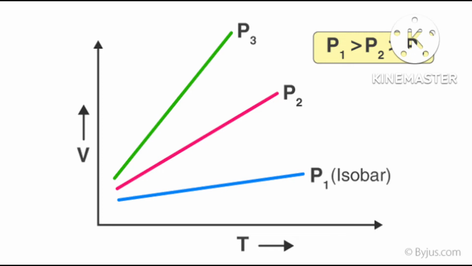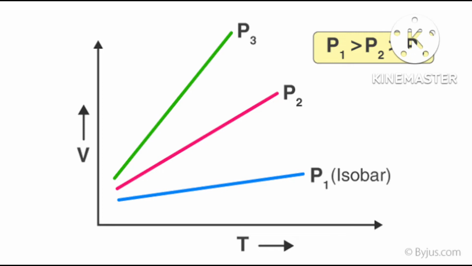Charles and Gay-Lussac performed several experiments on gases independently to improve upon hot air balloon technology. Their investigation showed that for a fixed mass of a gas at constant pressure, two things are constant: mass is fixed and pressure is constant.